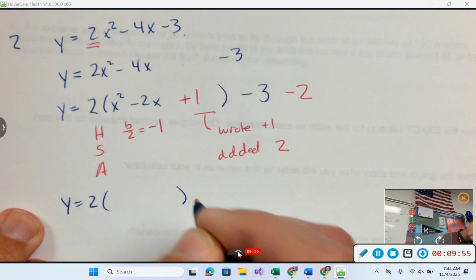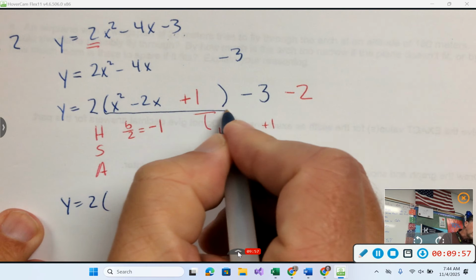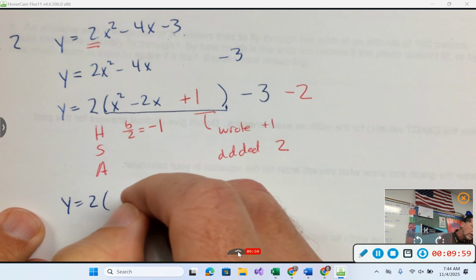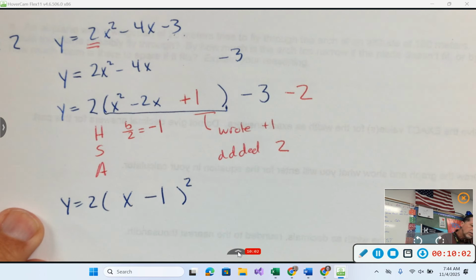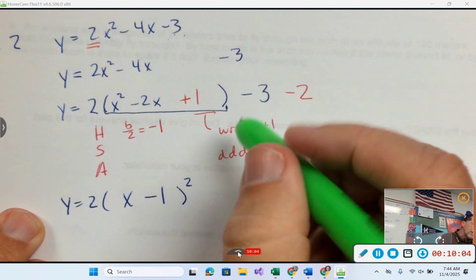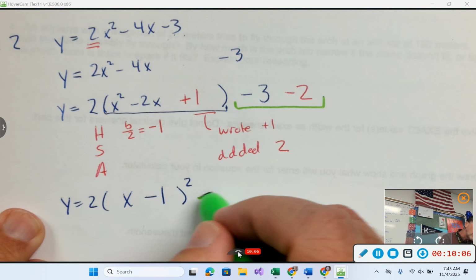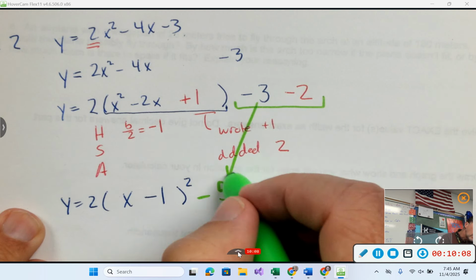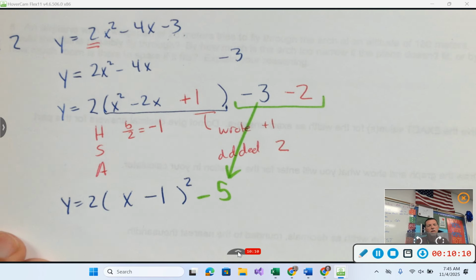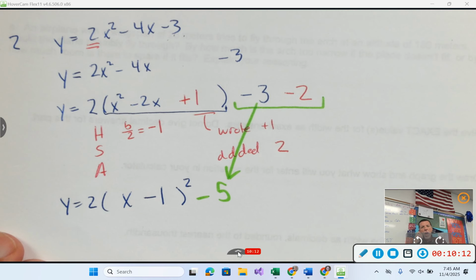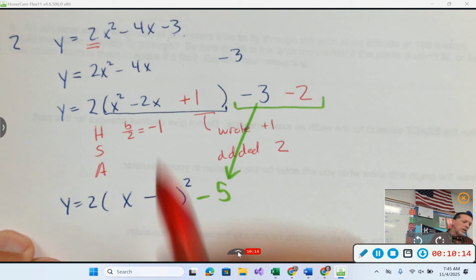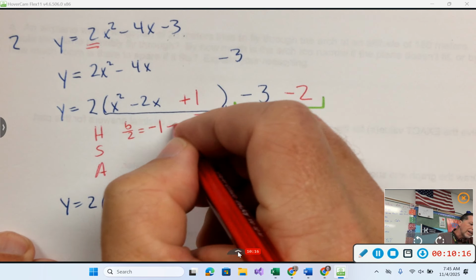And then this inside stuff is a perfect square because we completed the square. So x minus 1 squared, and then the stuff at the end is minus 5. When did you get plus 1? This plus 1 comes from the half it squared added.